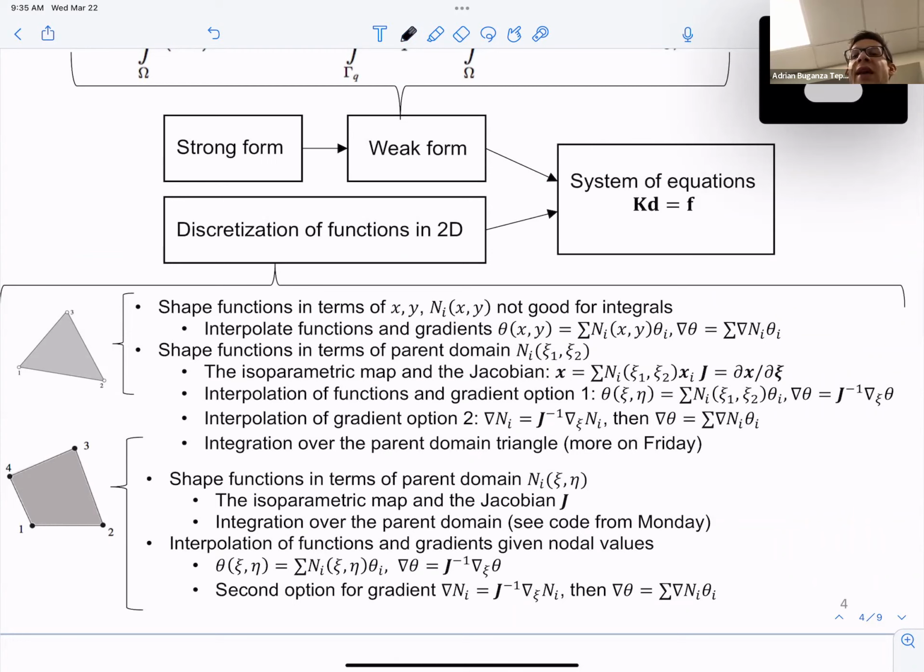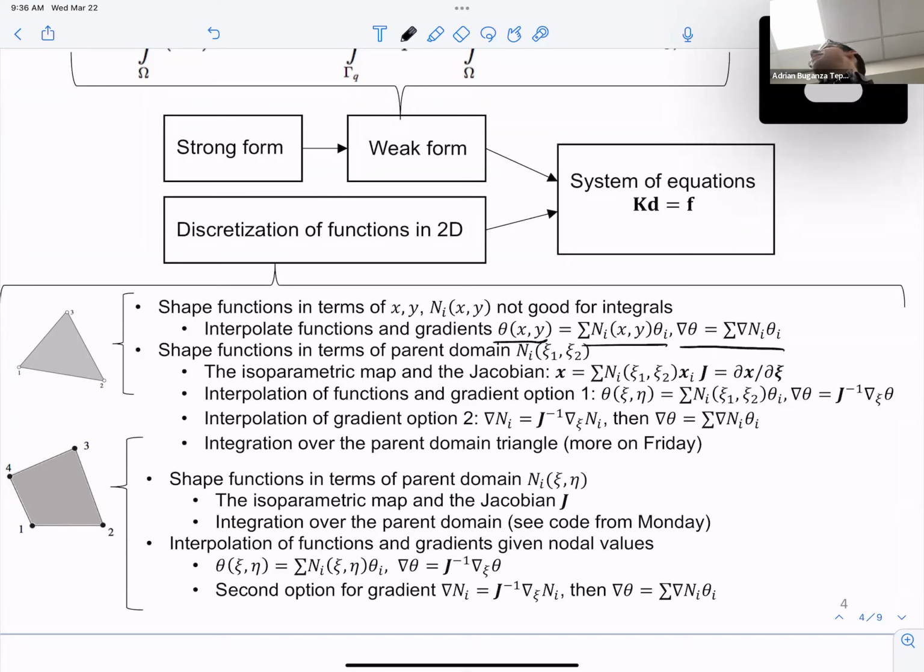Remember that we have two elements that we were talking about, triangles or quadrilaterals. We can have shape functions in terms of x, y. And in that case, the function that you interpolate is directly in terms of x, y. So the function is the sum of shape functions times nodal values, and the gradient is just the sum of the gradients of the shape functions times the nodal values.